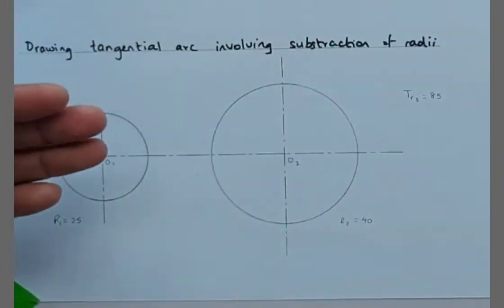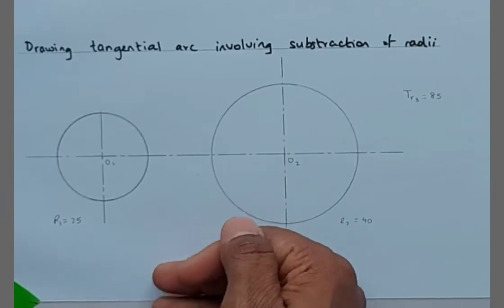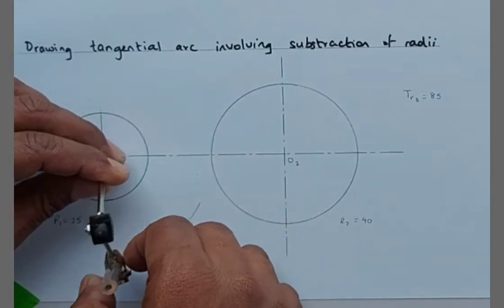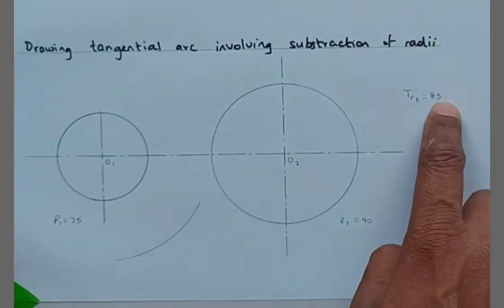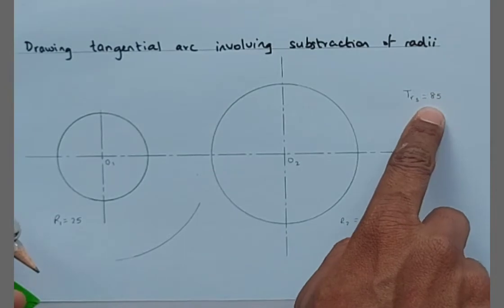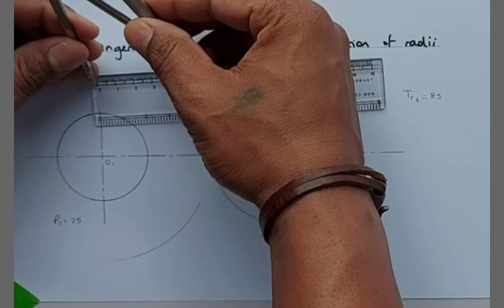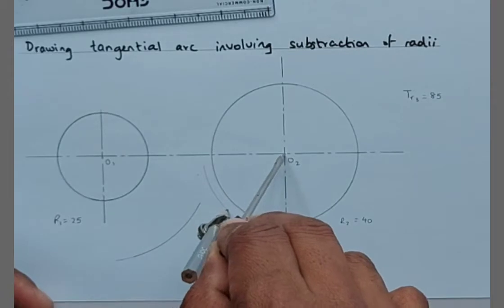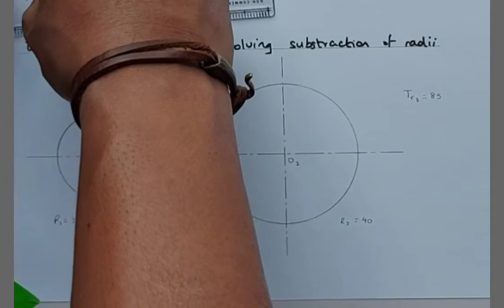Since the arc will be like this at the top, we are going to draw the construction arc at the bottom. So we take this from O1 and draw an arc which will have a radius of 60. Now the same thing we have to do with the second one. We have to subtract 40 from 85, which will give us 45. So again we measure 45 on our ruler and place the compass on O2. As you see, I'll have to draw a bigger one here.